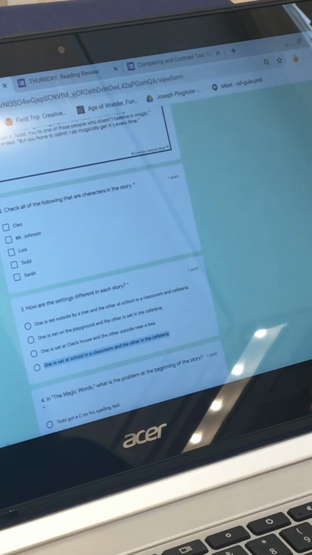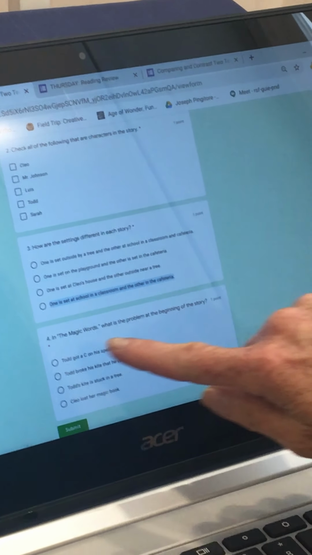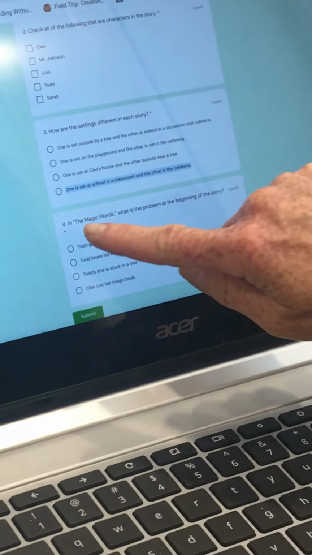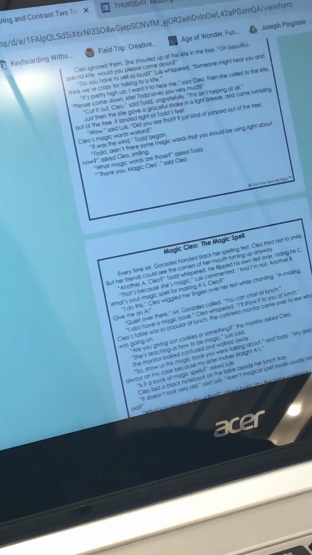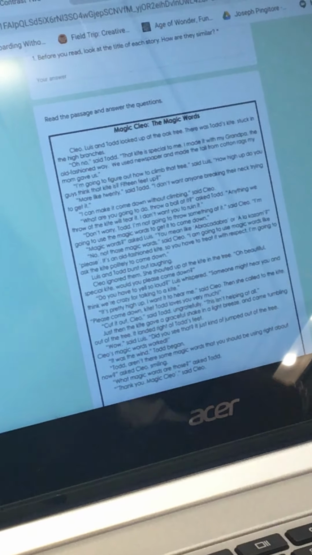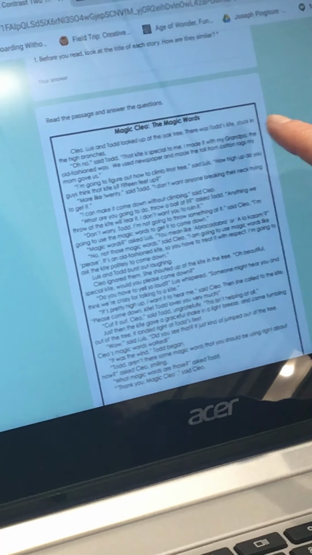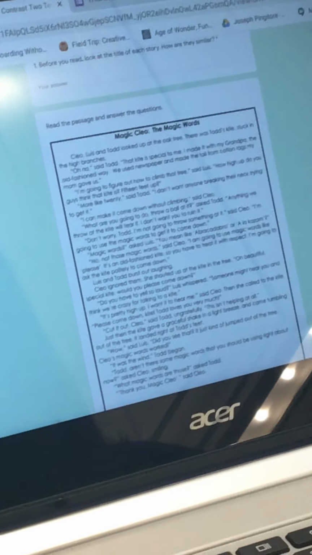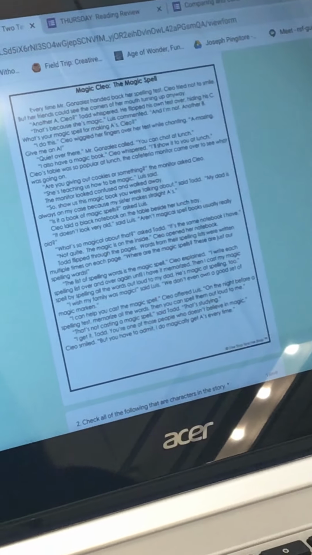Question number 4. In the magic words, what is the problem at the beginning of the story? Now pay attention that you're going back and referring to the correct story in the magic words. So if you go up, this story is the magic spell. This story is the magic words. So you're looking for that problem. Cleo, Lewis, and Todd looked up in the oak tree. There was Todd's kite stuck in the high branches. So make sure that you definitely go back and forth to each story before you just select an answer.